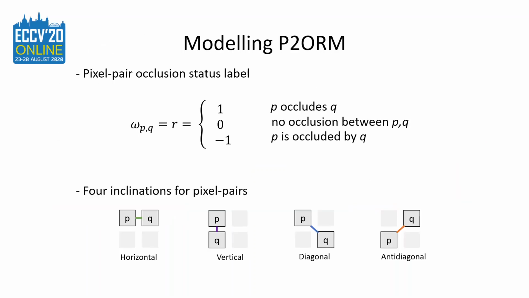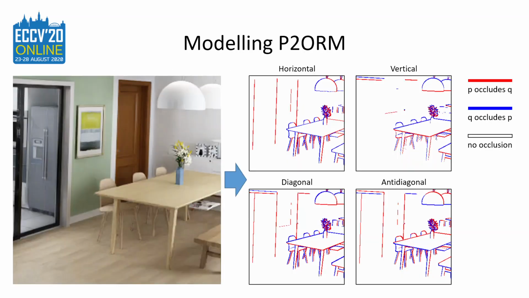To model the proposed occlusion relationship between neighbor pixels PQ, we use a random variable omega PQ to represent the three possible occlusion statuses: P occludes Q, P is occluded by Q, and no occlusion between P and Q. As we have four inclinations for pixel pairs, our formulation can be stored with four 2D label maps. As shown in the right part of this slide, the three occlusion status labels are colored red, white, and blue respectively in each label map.